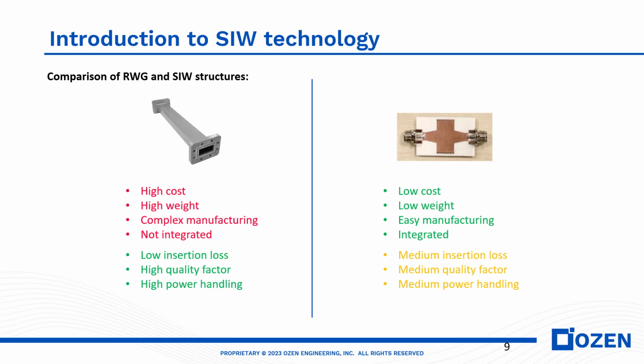On the other hand, substrate integrated waveguides have lower cost and weight compared to rectangular waveguides, and they can be integrated with various passive and active components. They are also self-shielded, making them less susceptible to external interference. However, the insertion loss, quality factor, and power handling of substrate integrated waveguides may not be as high as that of classic rectangular waveguides.